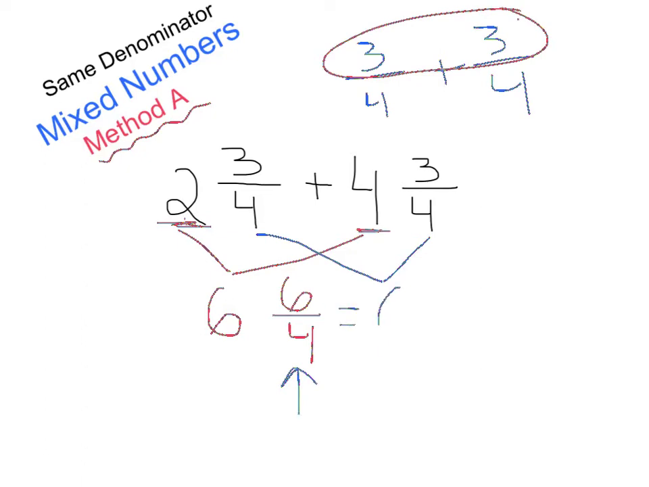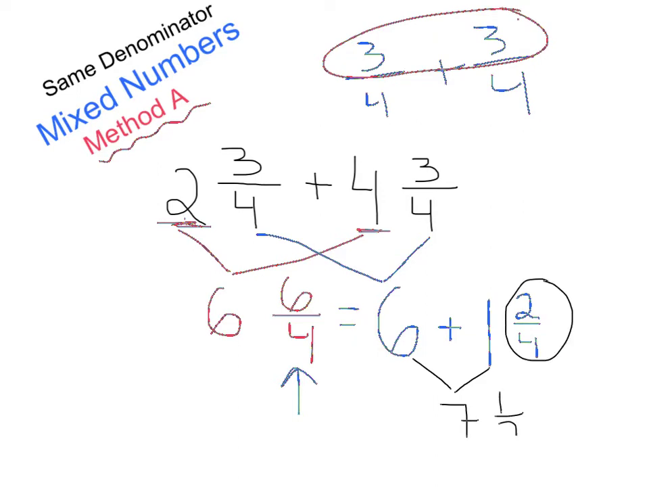We have the whole number in front, 6, and then 6/4. We're going to change it to a mixed number. 6/4 becomes 1 and 2/4 left over. And now add your whole numbers together, so you have 7, and simplify your fraction so it's 7 and 1/2.